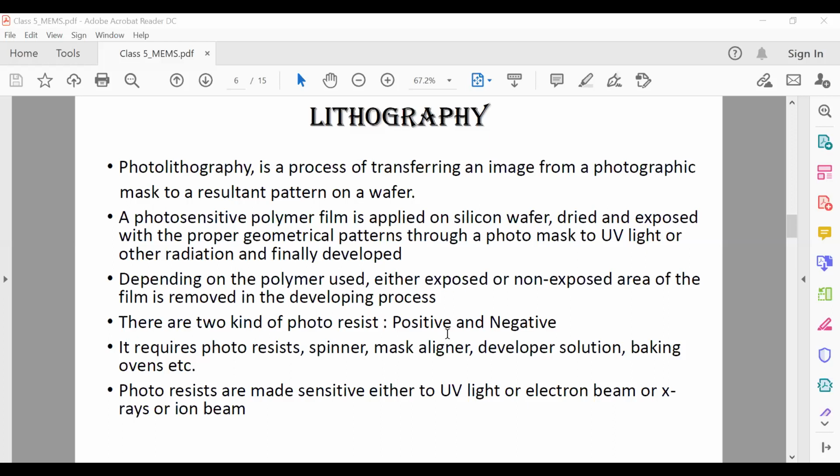Now the photolithography process requires various chemicals. It requires various gadgets and equipment. Those are namely photoresist, resist spinner, mask aligner, developer solution, baking ovens, etc.